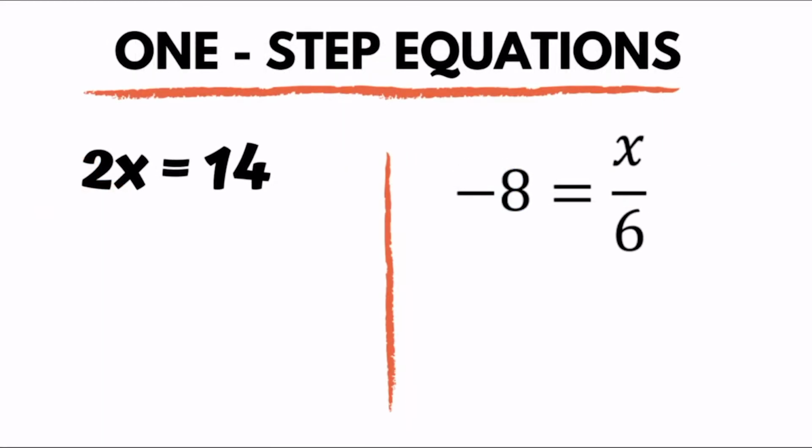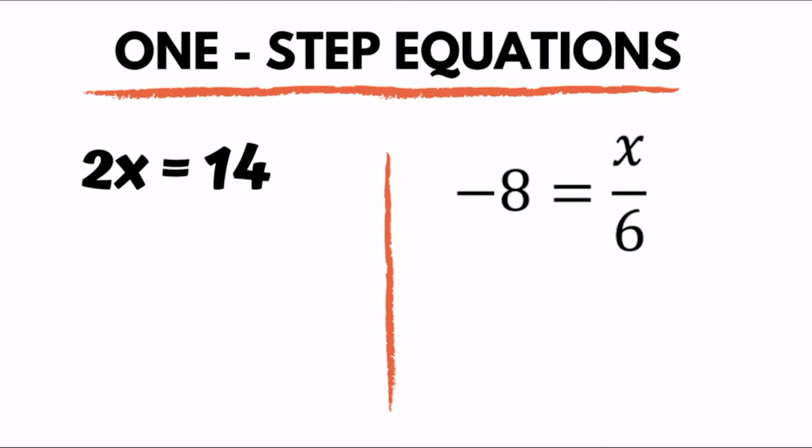We're going to start with solving one-step equations, and we're going to start with these 2 basic equations that only require 1 step to solve. So in both of these, I need to solve for x. That means I need to get x by itself, and I'm going to use inverse operations to do so.